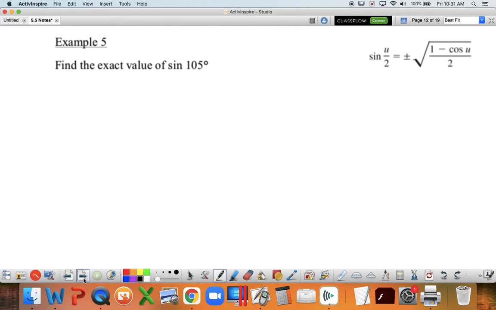So first we want to find the exact value of sine of 105 degrees. Exact value means no decimals; I have to have square roots in my answer. Now, 105 degrees is in quadrant 2, and in quadrant 2, sine is positive. So when I use this half angle formula, I'm not going to have to worry about positive or negative. I know it's going to be positive.